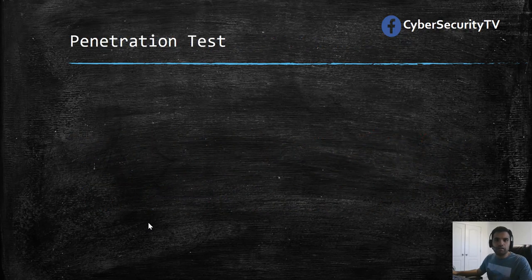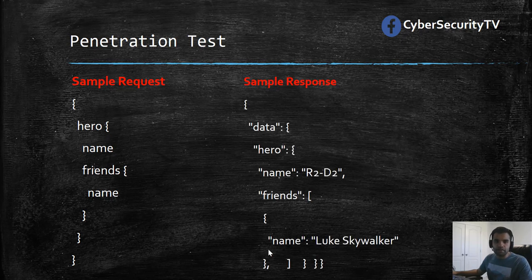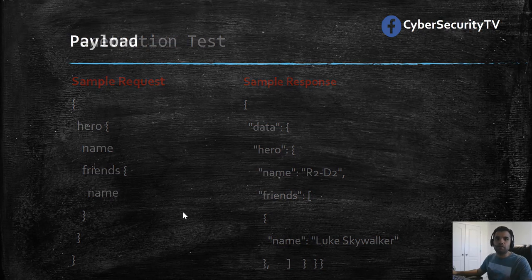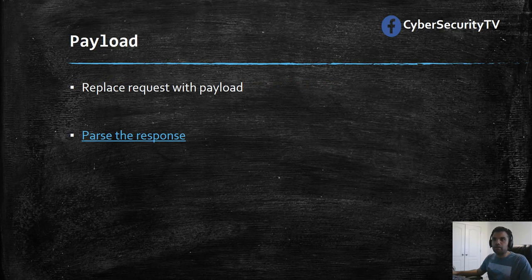So how that typically happens is, for example, let's say here's the request. Here's the name, the friend's name. Now, instead of this, you replace it, and this is the response you get. This is a sample GraphQL request where you get the name and the friend's name, and then you need to insert the payload. So now you need to replace this request with the particular payload. Now, what the payload is, let me show that to you.